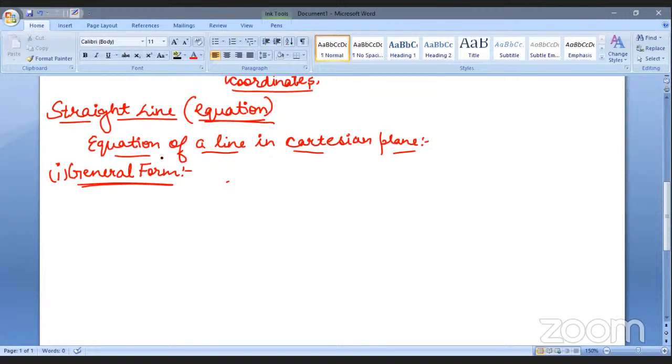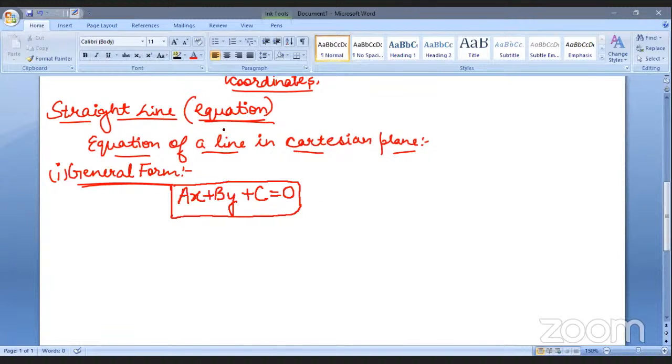All right. So what is the general form? The general form of a line is given by ax + by + c = 0. See, ax + by + c = 0. So the general form of the equation is ax + by + c = 0.